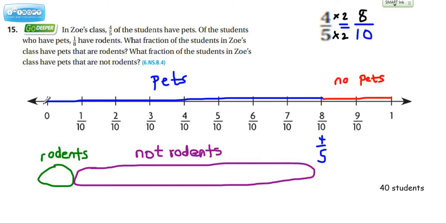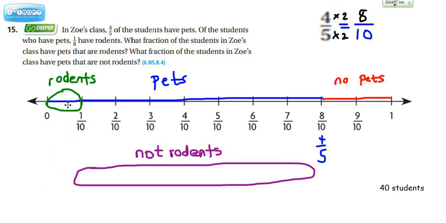Now let's take a look at this blue piece. So it says here, of the students who have pets, so that's this blue line, 1/8 have rodents. Now, if we circle 1/8 of the blue line, because if you count up the number of chunks, don't we have 8 chunks? 1, 2, 3, 4, 5, 6, 7, 8 chunks. This is 1/8 of the blue line.